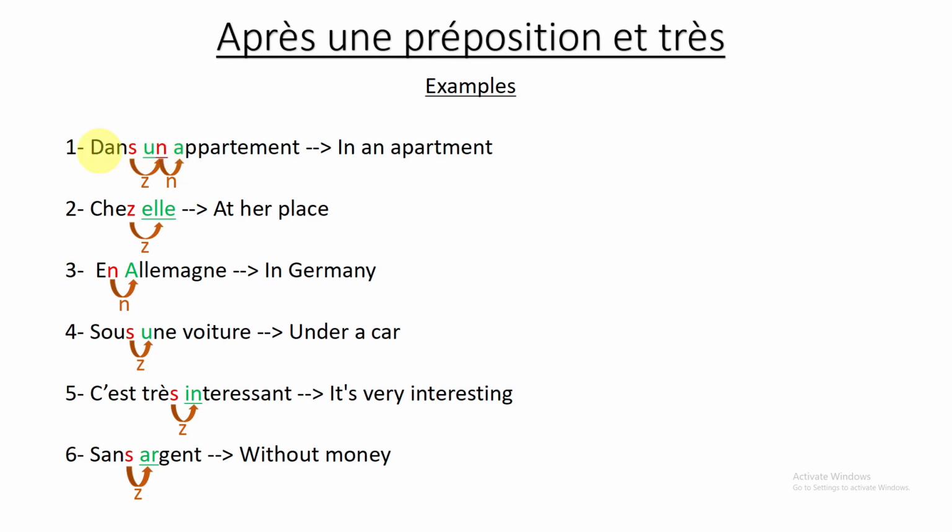So let's see how to read this one. Dans un appartement. The S will create an abstract Z at the beginning of the second word, and the N will create an abstract N at the beginning of the second word. One more time. Dans un appartement. Next example. Chez elle. Third one. En Allemagne.